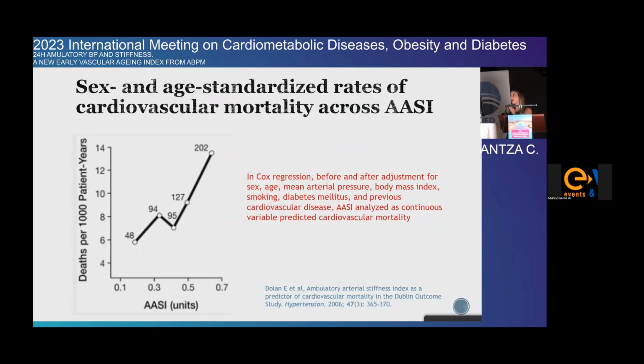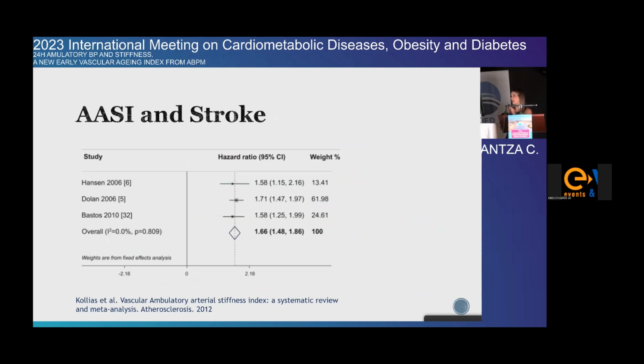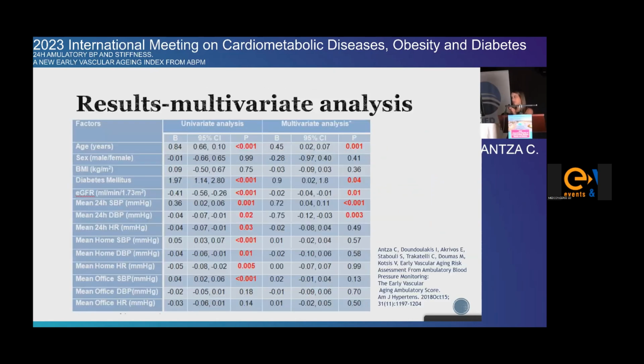ASI has shown its importance all these years, and has been correlated with cardiovascular mortality and cardiovascular morbidity, such as stroke and coronary heart disease. However, even ASI doesn't take into account other very important determinants. In our clinic, we evaluate other parameters such as BMI and diabetes mellitus, which are important for pulse wave velocity, but also for early vascular aging.